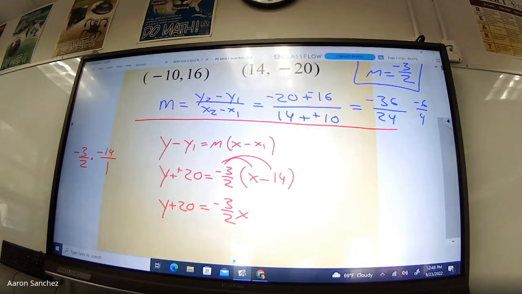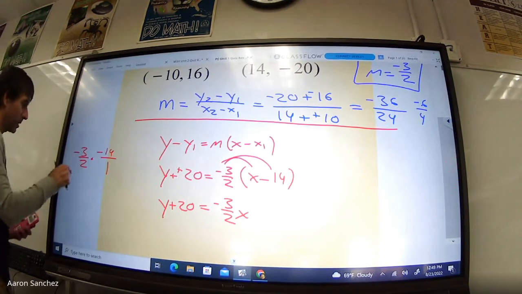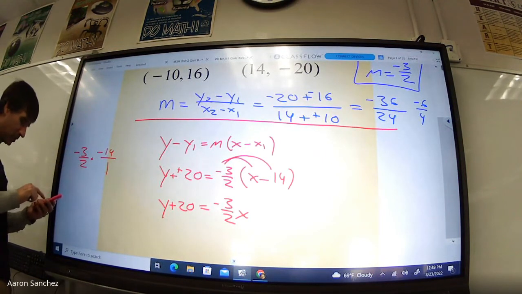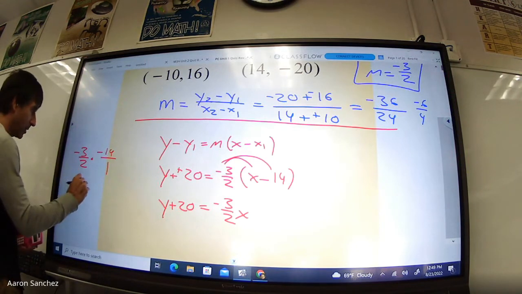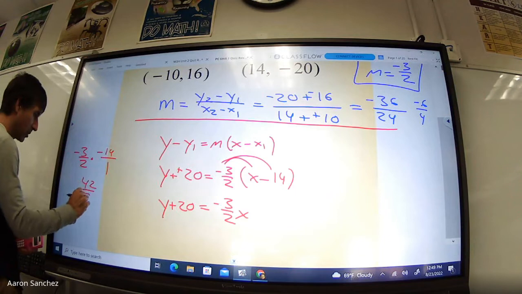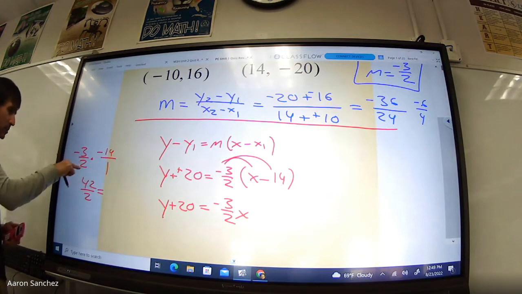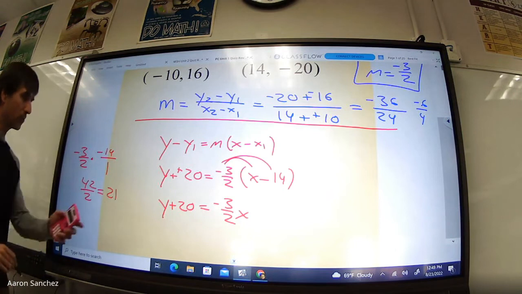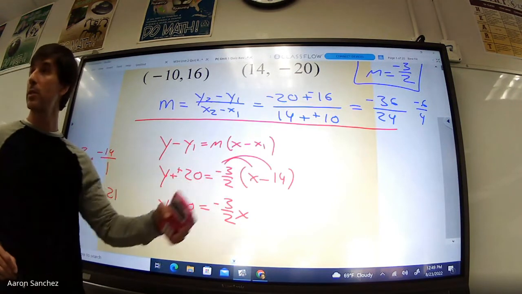Multiplied over there, right? These can reduce, but should I reduce it? I don't know what's easier for you guys. I can divide both of these by 2, but I'm going to say negative 3 and 14. So 3 times 14, 42. Positive 42 over 2, right? Because 2 times 1 is 2. 42 divided by 2. So this becomes negative 3 halves times negative 14 is positive 21.